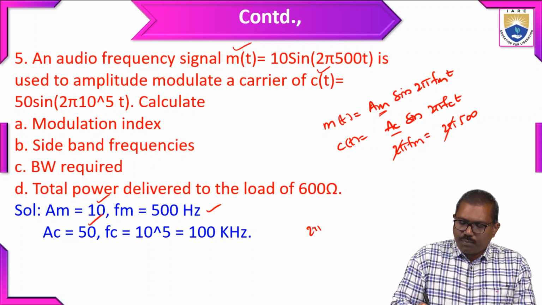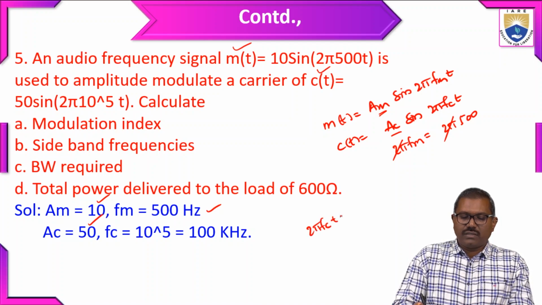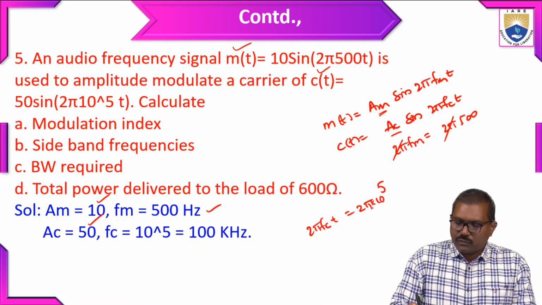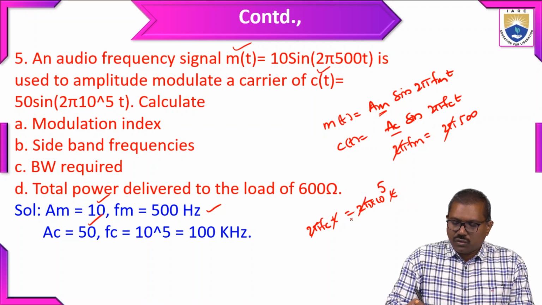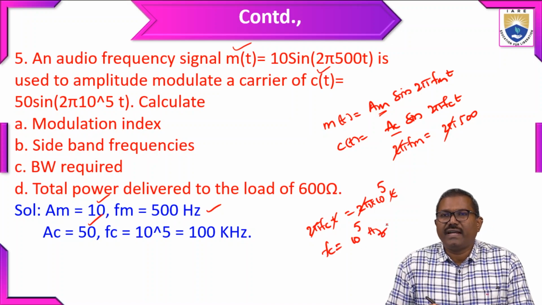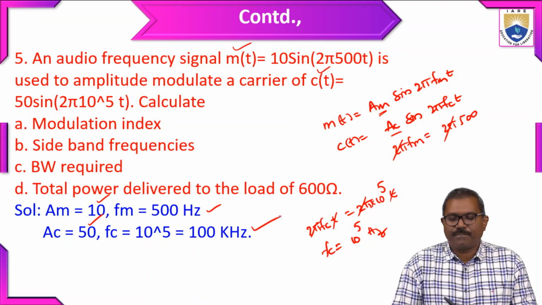Again my 2 pi fc t, not t, okay, no problem. It is equal to 2 pi into 10 power 5 t. So this is going to cancel, and 2 pi is cancelled. So my fc is 10 to the power of 5 hertz, which is equal to 100 kilohertz.